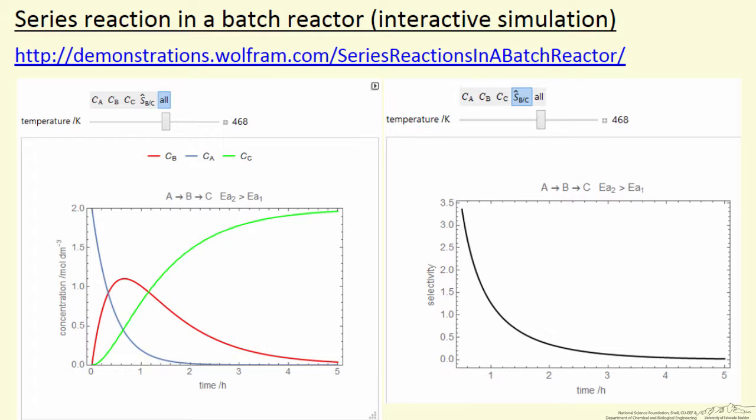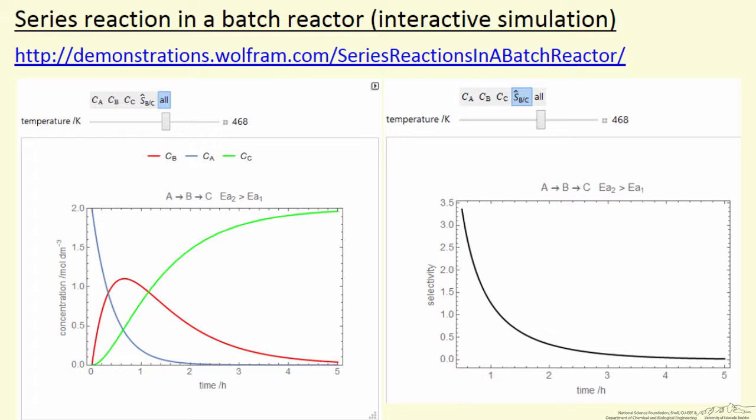Now notice for this reaction, you can change the temperature with the slider, and this is going to affect the reaction selectivity, which is the concentration of B over the concentration of C. So at any point we're calculating selectivity as that ratio of concentrations. Because the activation energy is larger for the second reaction, as we raise the temperature, we're going to favor the second reaction.